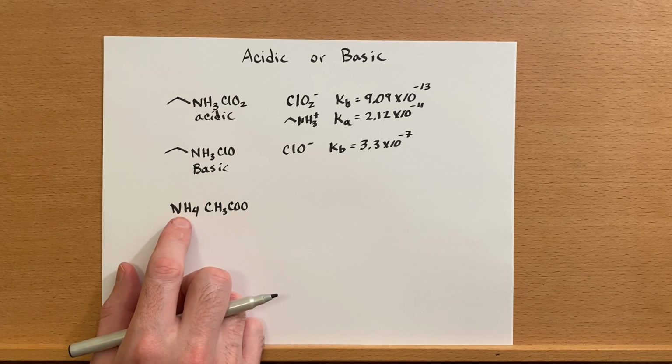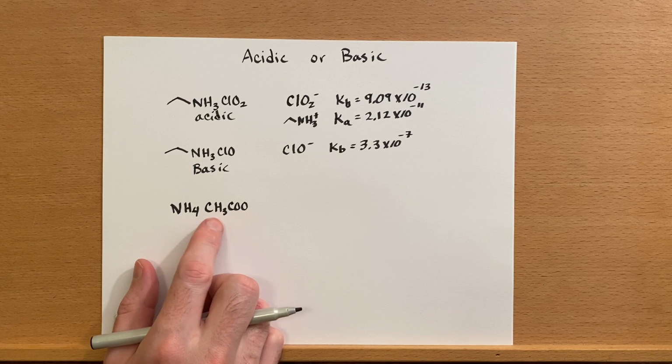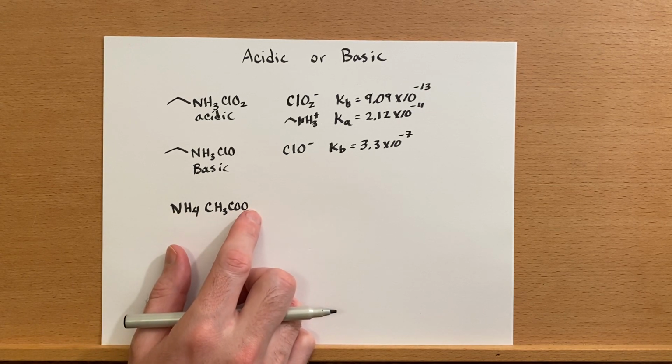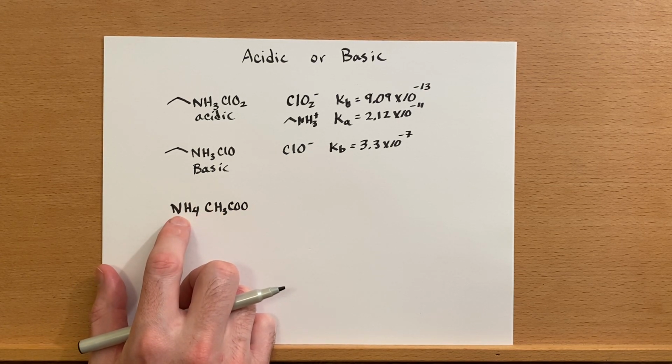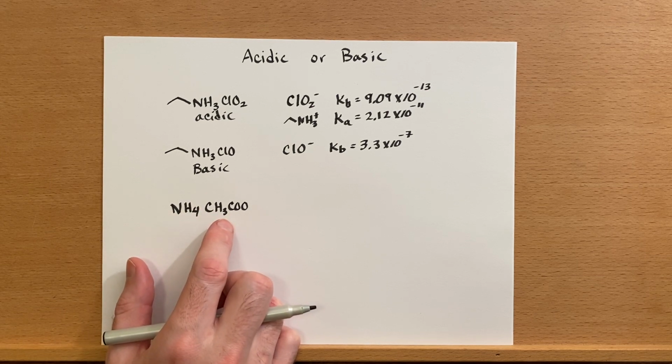This is ammonium acetate. So this is the ammonium acetate ion. So this is from ammonia and acetic acid. What would happen if we combine those two together?